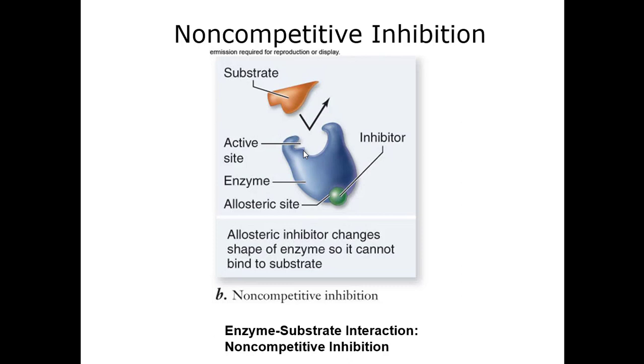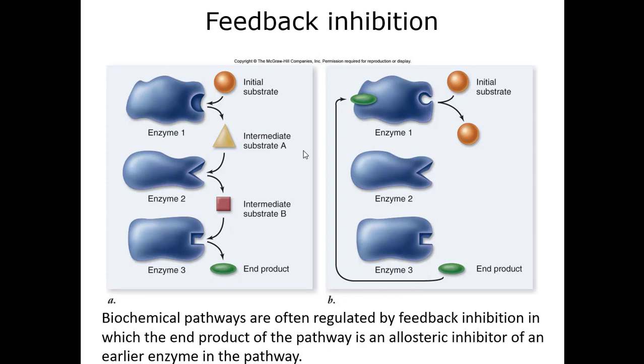Now, feedback inhibition. So this is showing a biochemical pathway where one substrate goes into an enzyme, becomes a product. That product goes into another enzyme, becomes a different product, and so on. But occasionally, your final end product, whatever it is that's supposed to be made inside the cell, can sometimes be an inhibitor. That little green oval can go back up to that first enzyme, fit into another spot, an allosteric spot, the enzyme changes, and that initial substrate can't fit in there anymore.